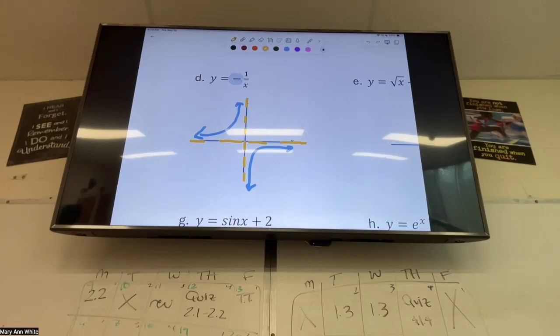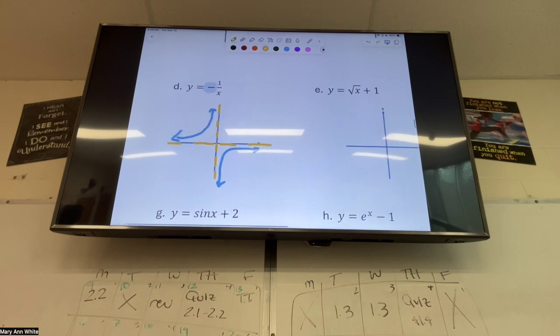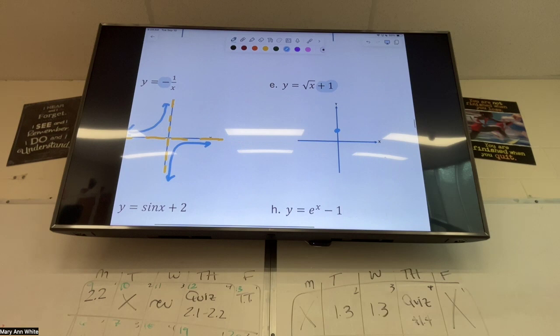Now, is this going to look the exact same if the negative was just inside of the x? Absolutely. All right, what about the next one? What does that +1 do? Up, very good. It moves it up 1. And then we know our square root function is just a little zoop over to the side.